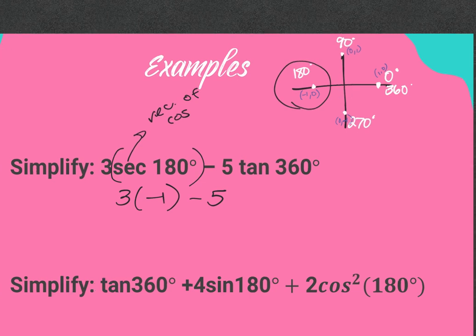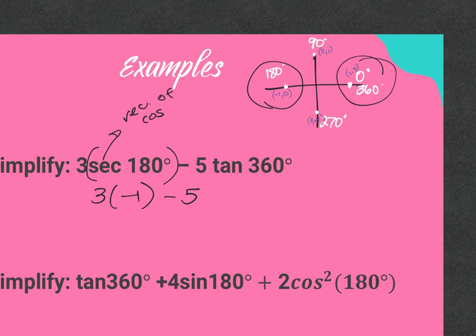Tangent at 360. So now I go to 360. The coordinate point there is (1, 0). Tangent is y over x. So 0 over 1 is 0. I get negative 3 minus 0, which is negative 3. Are there situations in which you could only simplify and you don't get to an answer? Yes, but not yet.